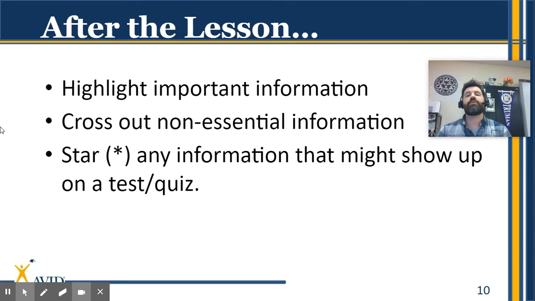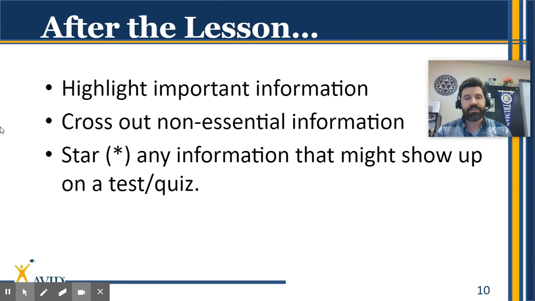After the lesson is over, so now you've got that big chunk of notes done, well, then what do we do with it? Well, after the lesson, that's when you're going to go back and you're going to make sure that you highlight that important information. Maybe you ended up putting something in your notes that you don't really need. You can erase it or you can cross it out.